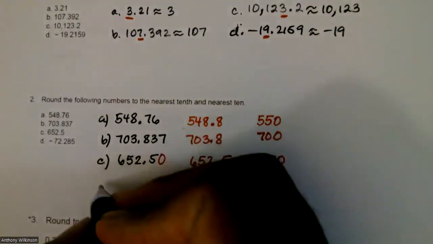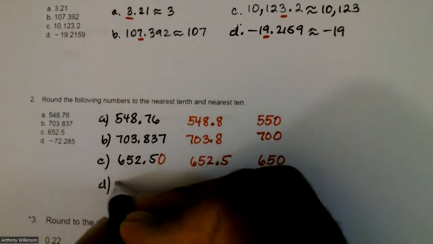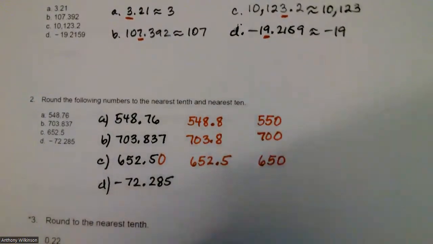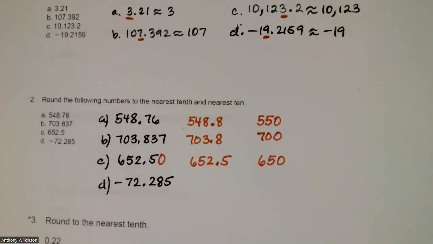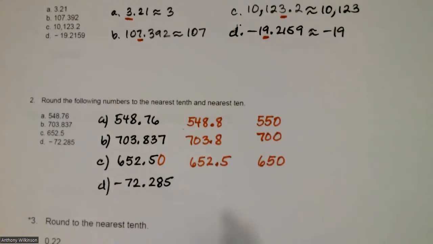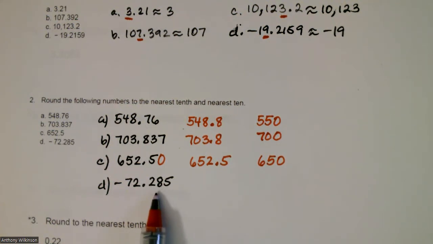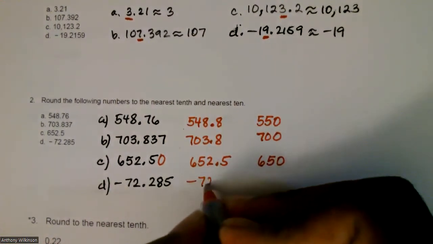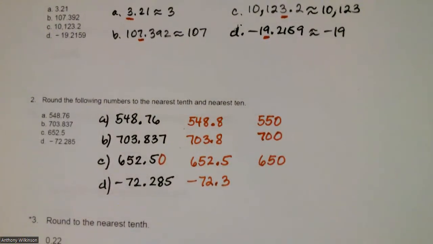And then part D, we had negative 72.285. Okay, to the nearest tenth. The second 2 is in the tenths place. The digit to the right of that is an 8. 8 is bigger than 5, so we increase this 2 to a 3, so it will be negative 72.3.